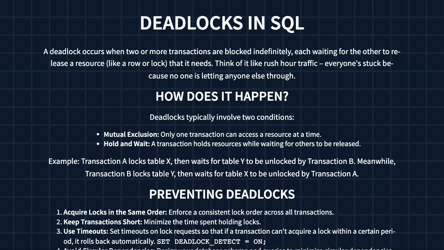To prevent them, you can make sure all transactions acquire locks in the same order. Keep your transactions as short as possible. Use timeouts so a transaction automatically rolls back if it's waiting too long, and avoid creating circular dependencies between tables. Basically, design your database carefully.